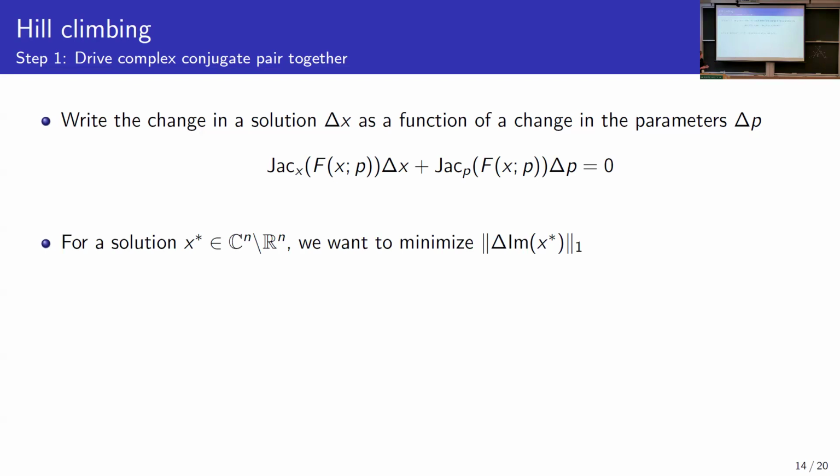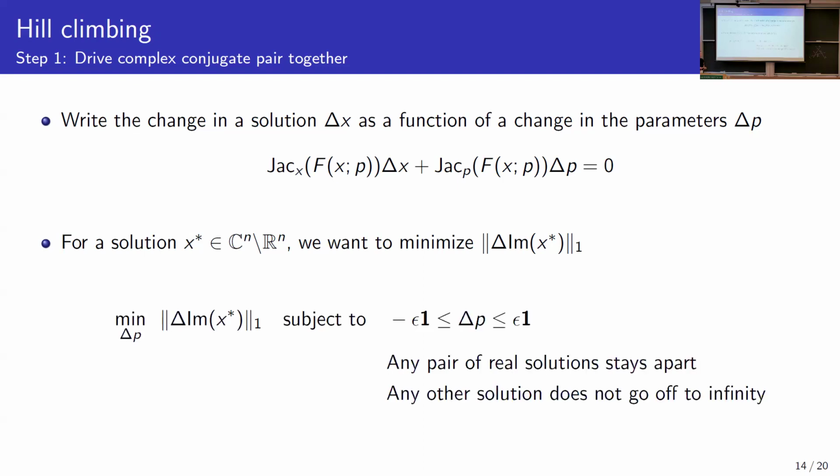And so what I want to do is consider some solution that is not real, and I want to minimize the one norm of the imaginary parts of this solution. Using this relationship above, I can express this as a linear function in the change of parameters. And so what I want to consider is the following optimization problem. I want to minimize over my change in parameters the one norm of the change in the imaginary part of one of my solutions.